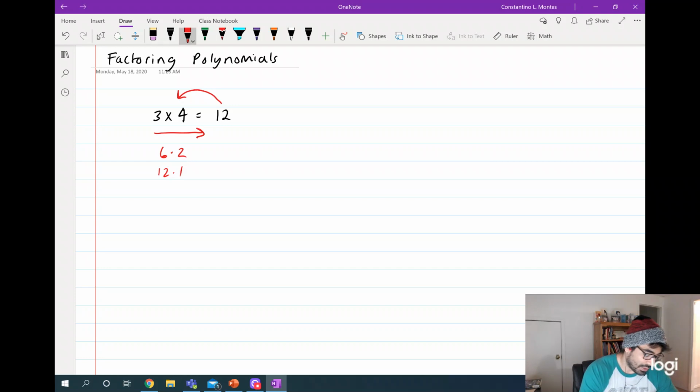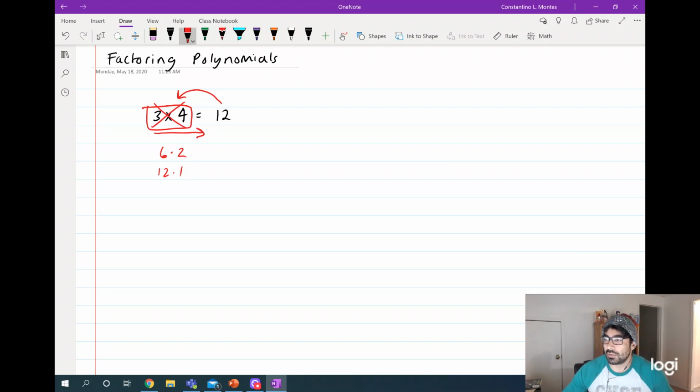Right? So each one of these, the 3, the 4, the 6, the 2, the 12, and the 1 are known as factors. Now, if I had just given you the 12 and said I multiplied two numbers to give me 12, you actually wouldn't be able to tell me the answer. But fortunately for us, when we're dealing with factoring trinomials, there's always going to be a unique answer. There's only going to be two factors that multiply to give us the trinomial we're looking for. Okay, so let's jump into that.